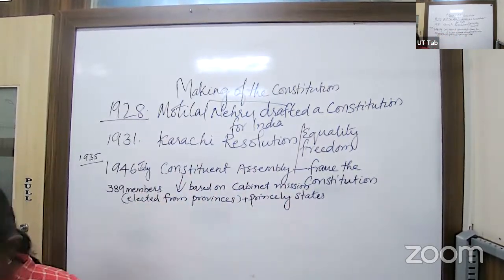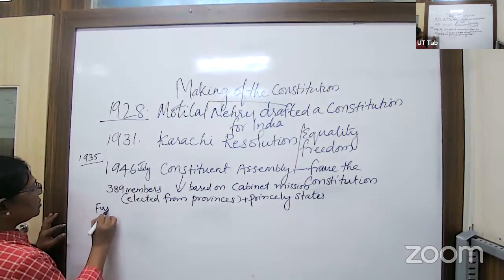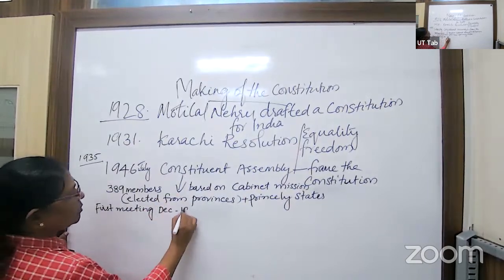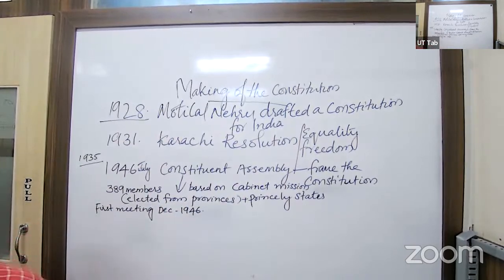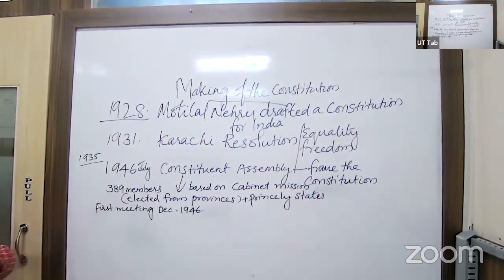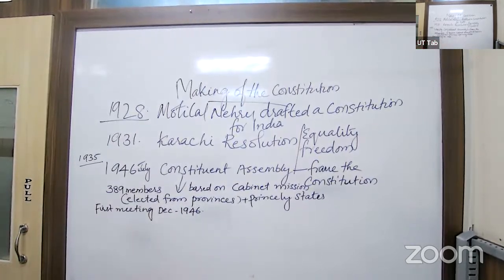Clear? And its first meeting was held in December 1946. So in July it was formed, then the first meeting was held in December 1946. What was done in July? In July, the Constituent Assembly was formed through election, and in December the first meeting was held. That means these 389 members sat together.